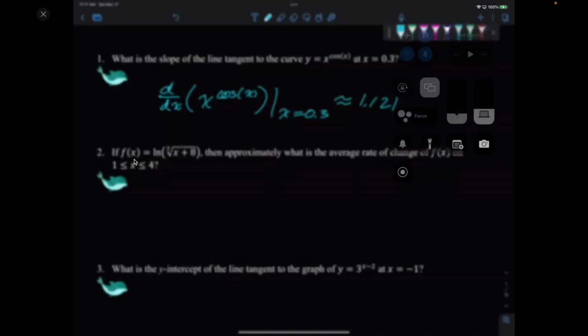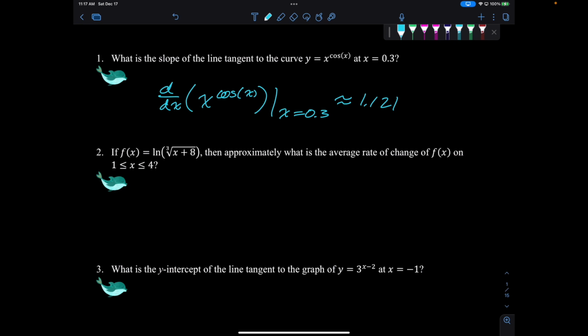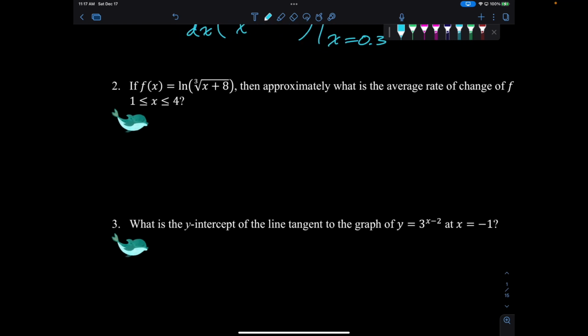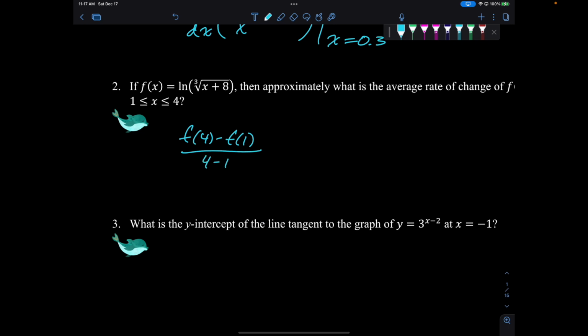So back to this. This is going to be another calculator question. If f of x is the natural log of the cube root of x plus 8, then approximately what is the average rate of change of f of x on 1 to 4? So average rate of change is algebra 1 slope. So we're going to start with that. So f of 4 minus f of 1 over 4 minus 1, which will approximately be something. And obviously, I got to go back to the calculator to get that.